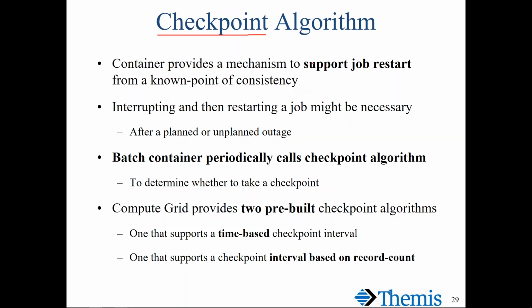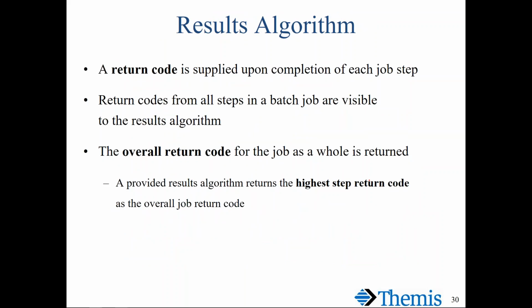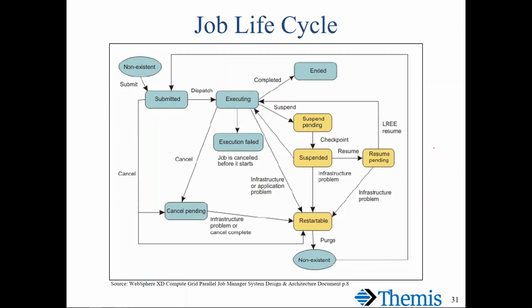Again, checkpointing means being able to restart a job from some point of consistency, and possibly even having planned outages be supported as well. So Compute Grid provides both a time-based and a record count-based checkpoint capability. So you can say we're going to checkpoint every 10 minutes or every 1,000 records, or whatever makes sense. And those are built in and configurable through the Compute Grid tools. Similarly, the return codes from all the steps in the batch job are used to generate an overall return code, and there's a mechanism built into Compute Grid to support that as well.